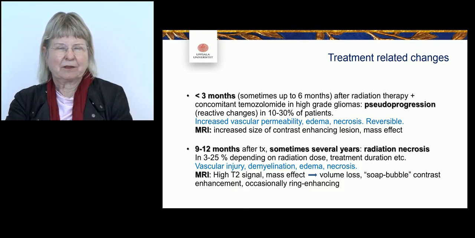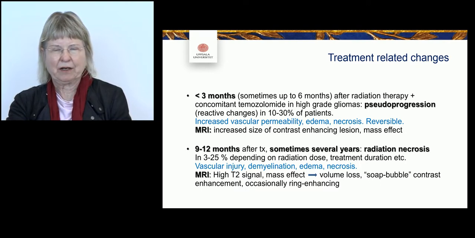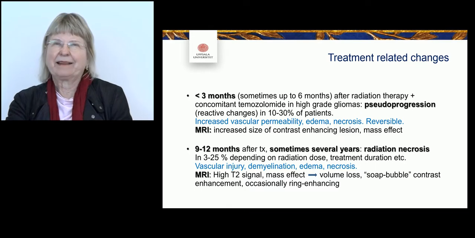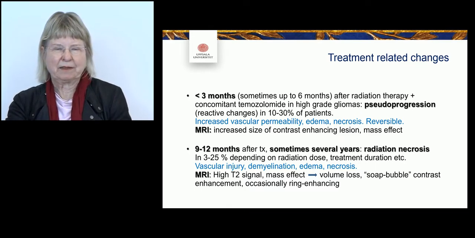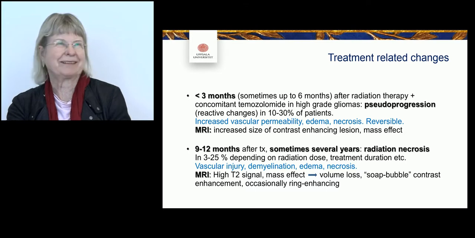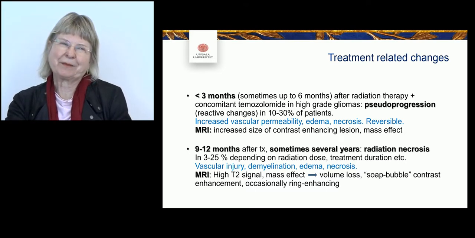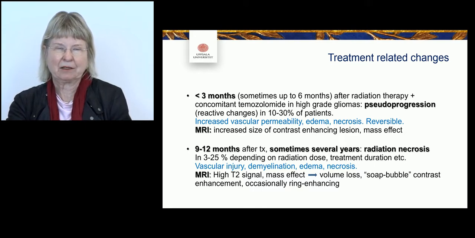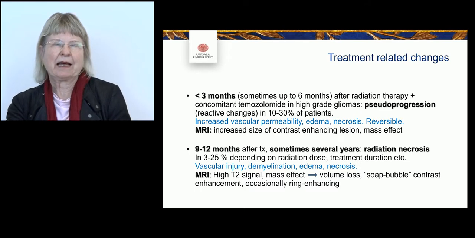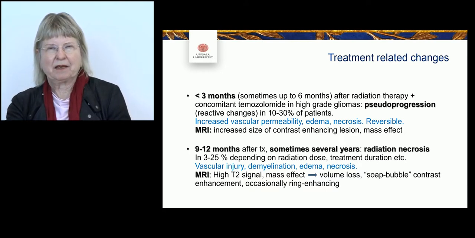The late effects appear usually about 9 to 12 months after treatment, but they can occur up to several years after the treatment, and these lesions we call radiation necrosis. They are seen in 3 to 25% depending on radiation dose, treatment duration, etc. And in cases with the metastasis treated with stereotactic radiosurgery, they can be seen in a higher frequency due to the higher local radiation dose. They are caused by vascular injury, demyelination, edema, and necrosis.